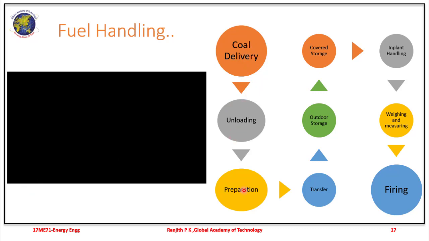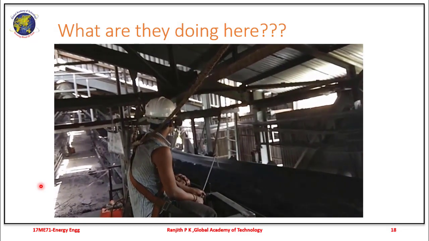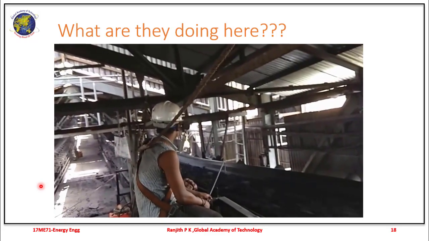So the video showed how the coal is delivered, how it is unloaded, and how it is prepared and then transferred. The transfer happens through the railway wagons, and then it is taken to the site where it needs to be used. So have a close look at the video, and just observe what they are doing here.